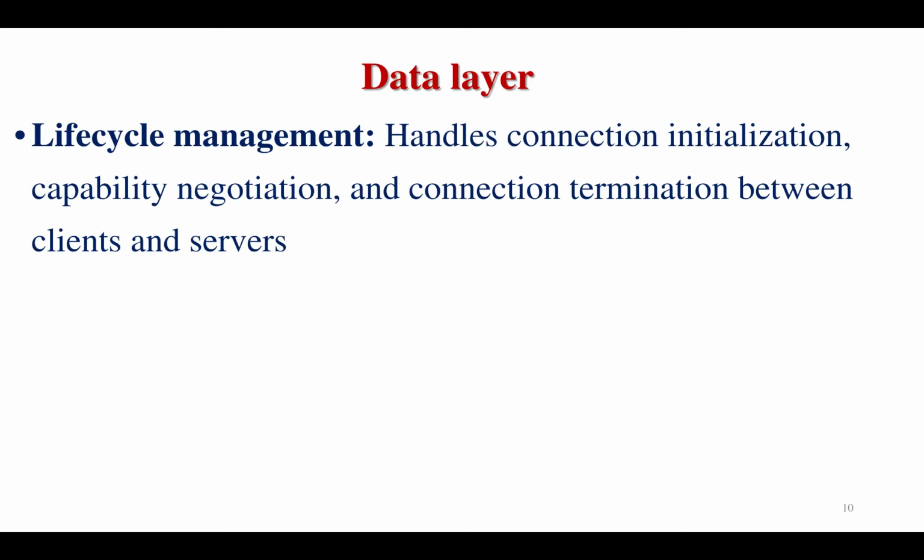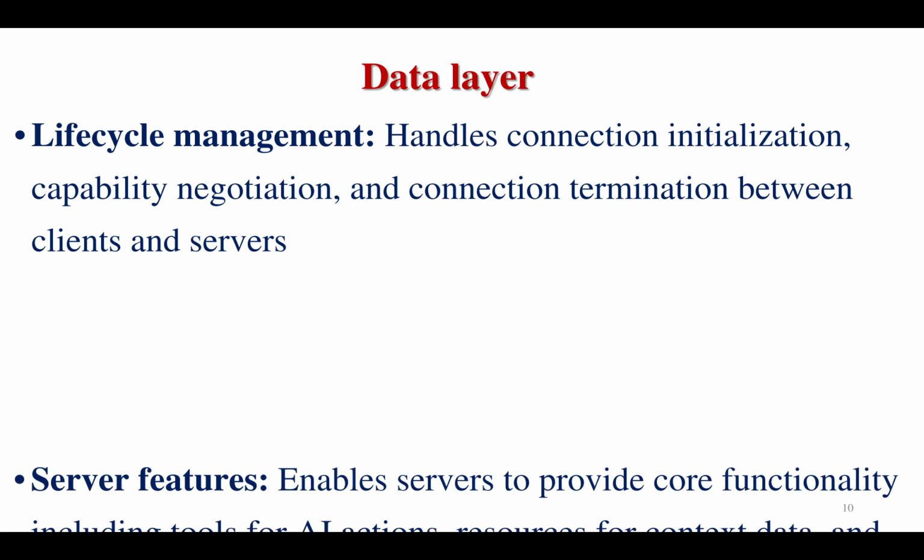So the data layer is going to handle the life cycle as we discussed. It is going to handle connection initialization and capability negotiation. In capability negotiation, basically it will know what the capabilities are, what services are being provided by that particular server, and it will also take care of terminating the connection between the client and server when the particular functionality is completed.